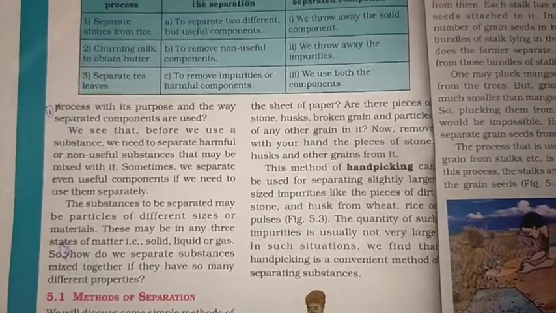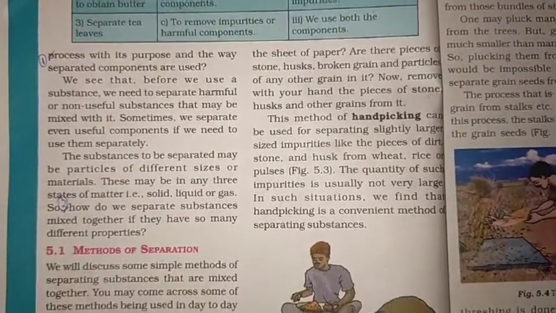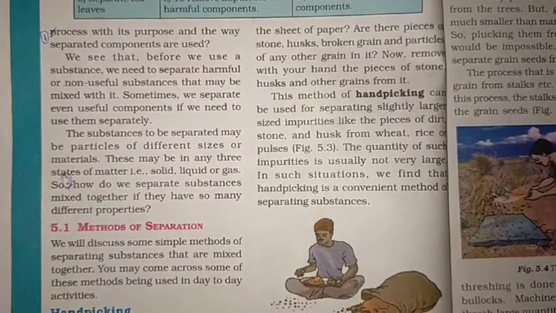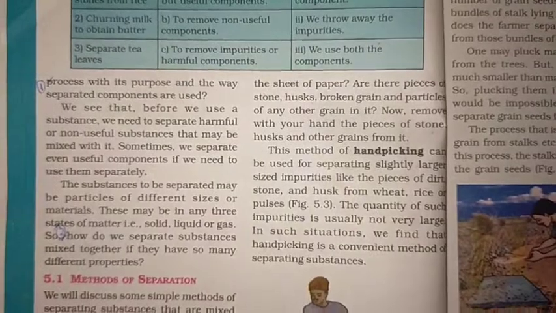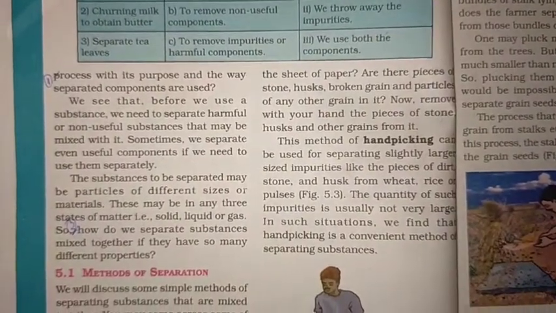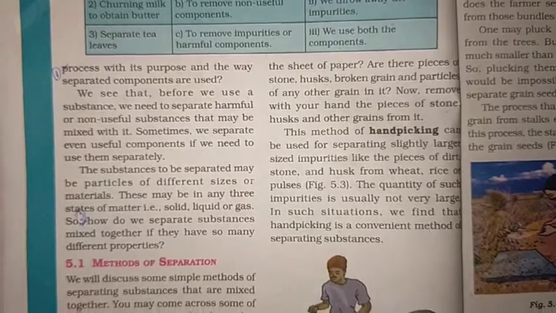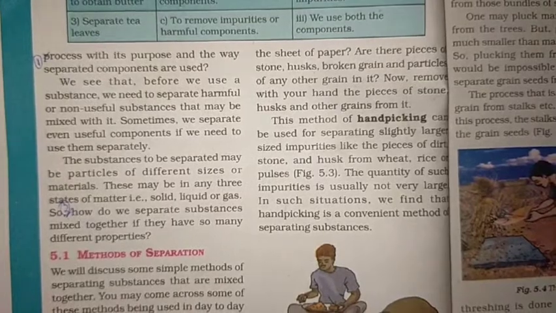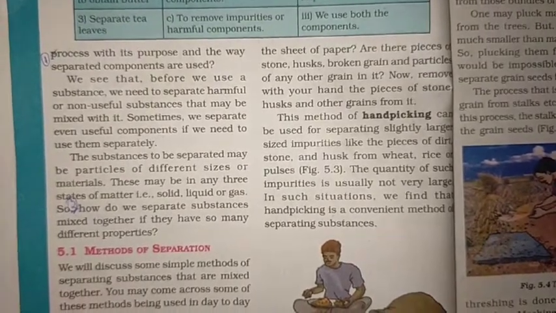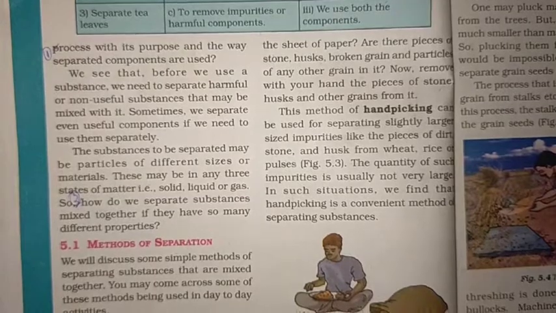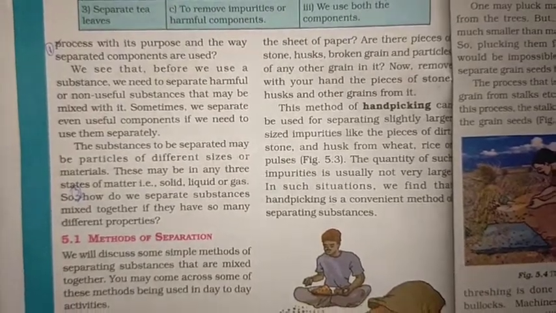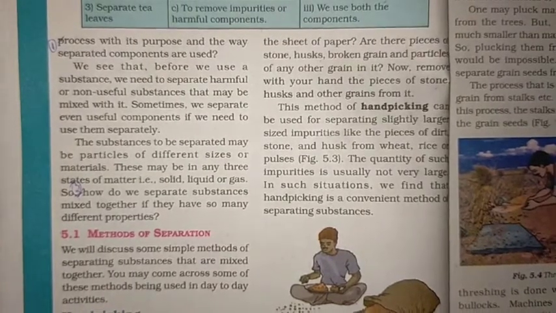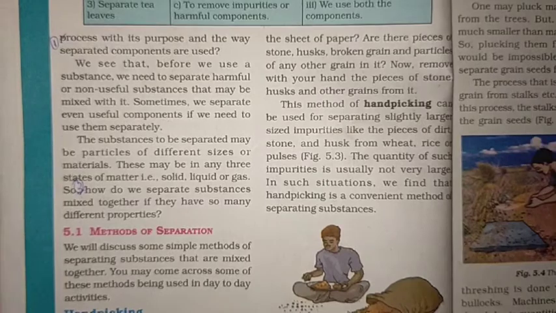Why do we separate substances? Process with its purpose and the way separated components are used. First we discuss why we separate substances. When two or more substances are mixed together, the components of the mixture should be separated, because some components may not be useful or some spoil the useful components of the mixture. So the separating process is very important.